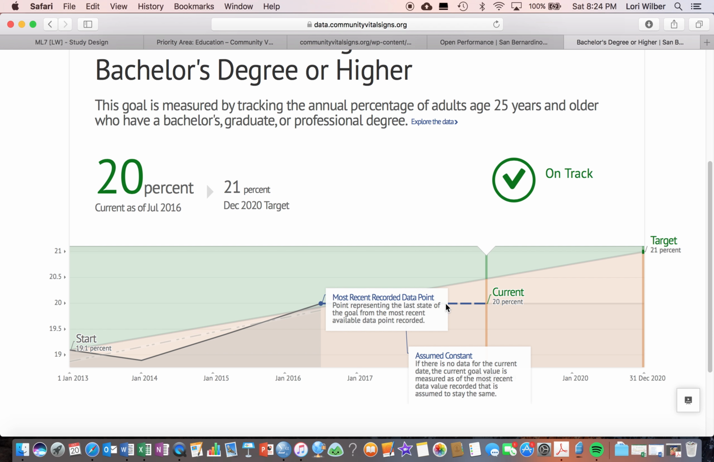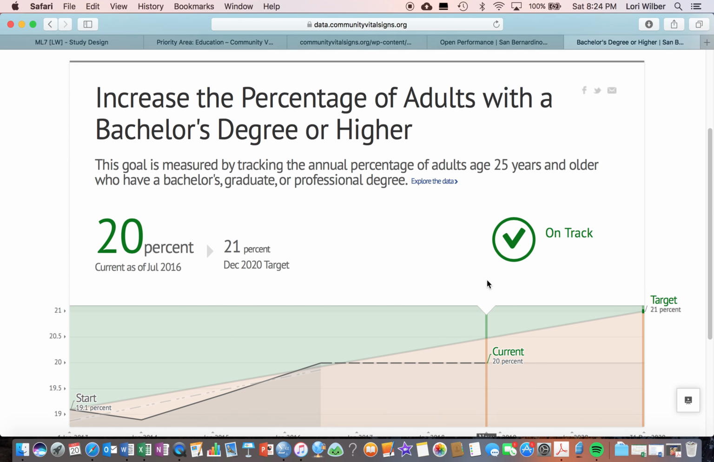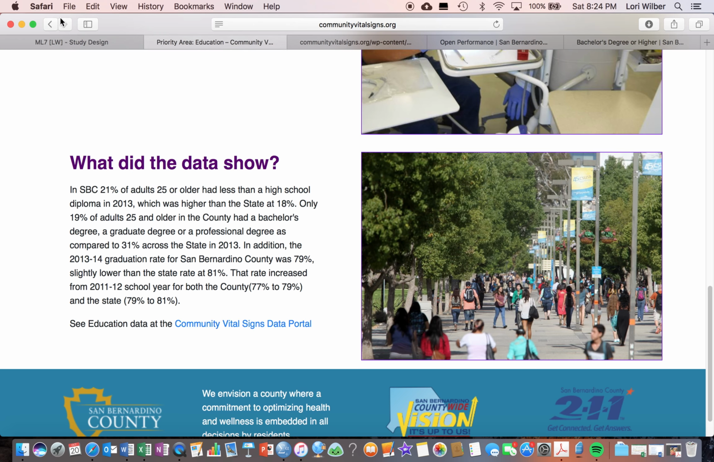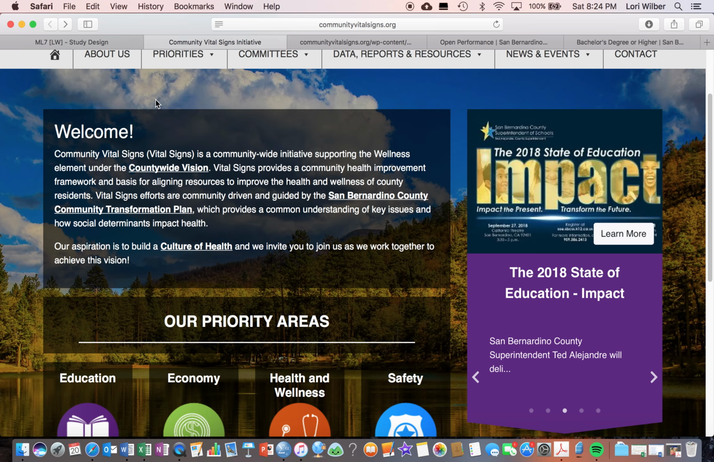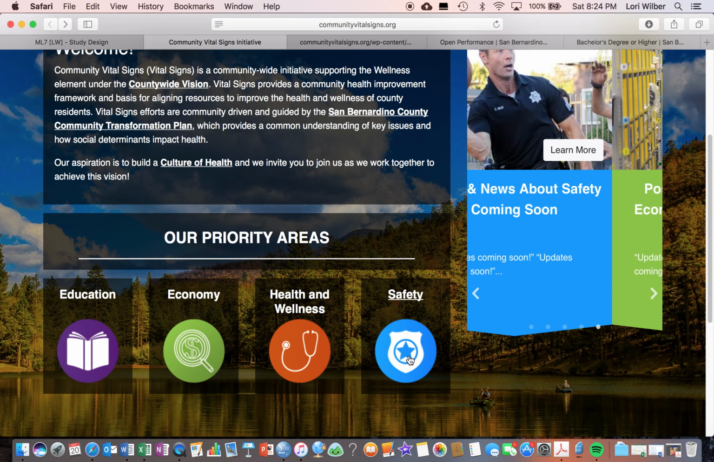We don't have our 2017 data yet, but hopefully that will show us some improvement so that this line will be going higher. So this really helps us to see, if we look at all of those different areas, what this report is trying to convey. We could click on economy, health and wellness, safety.